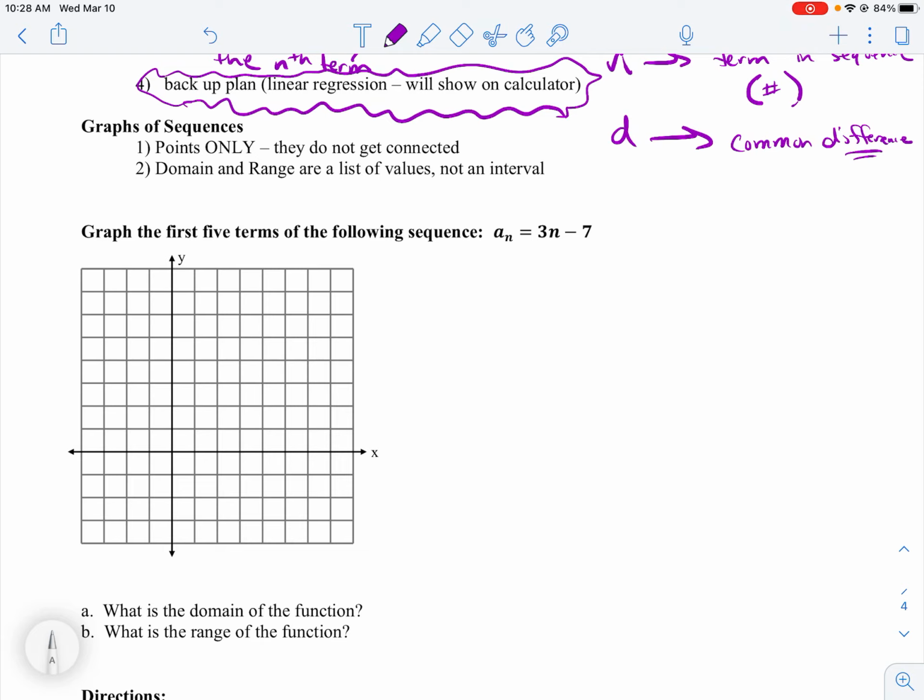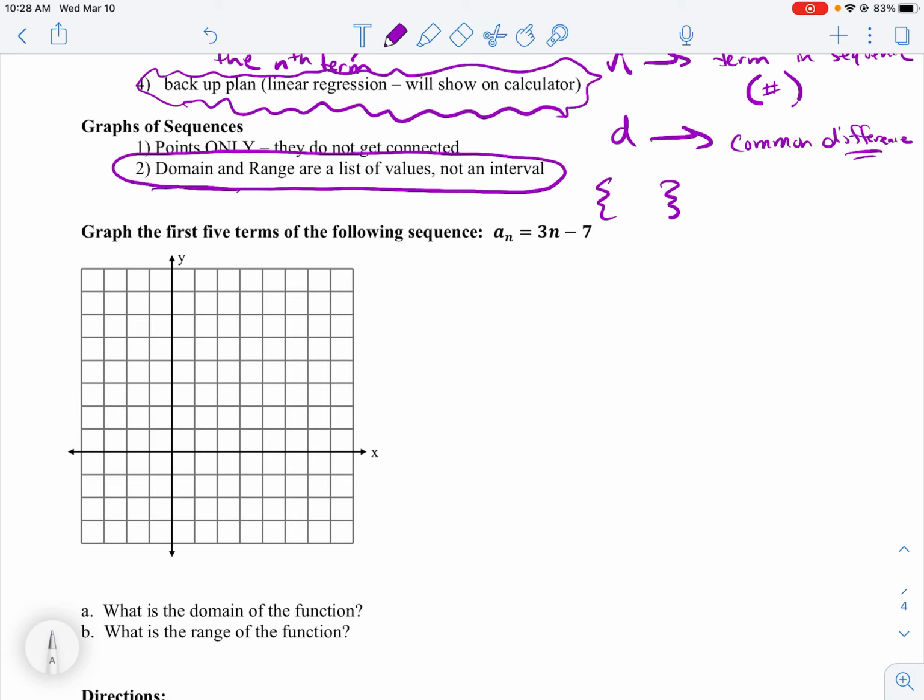And then the domain and range are the list of values, not an interval, okay? So when we're talking about domain, they're going to be in these squiggly lines here, which means we don't care about any values in between, just the numbers that fall in the sequence here, okay?